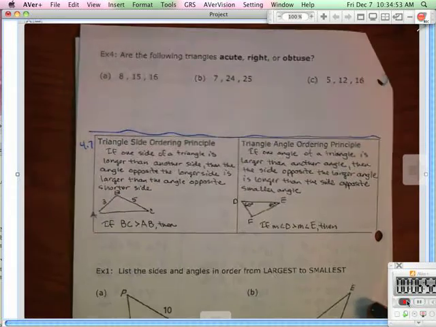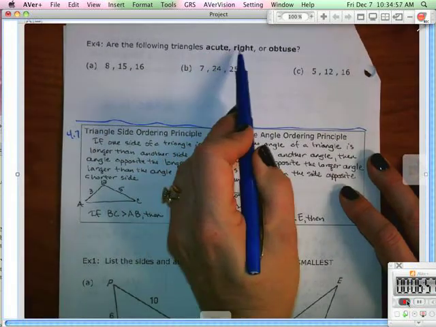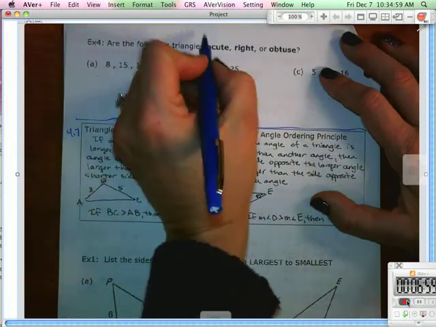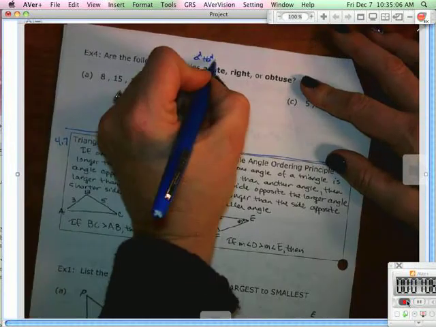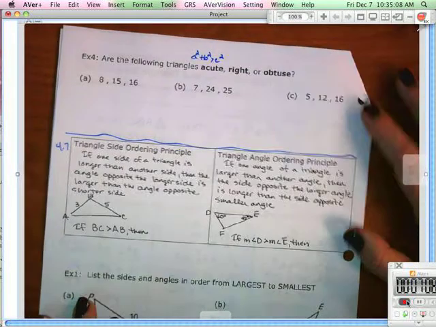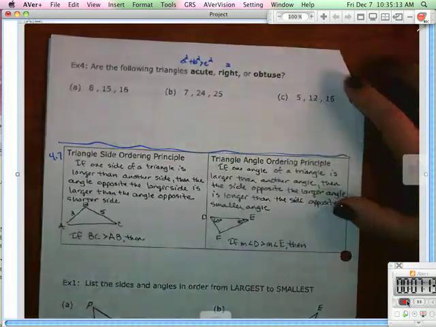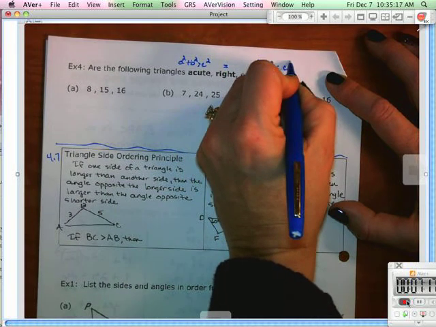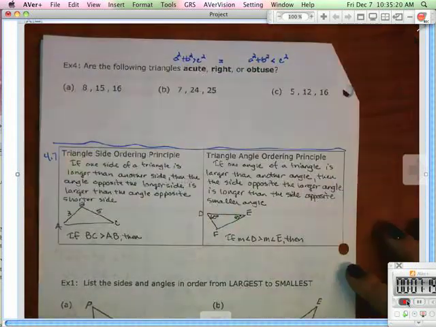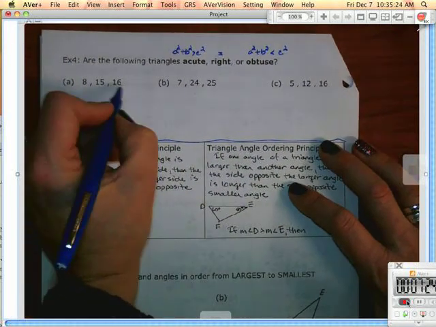Okay, so let's practice this, and we got to decide whether these triangles are acute, right, or obtuse. If they're acute, a squared plus b squared is going to be what? I have to look, I don't remember. Greater than c squared. If they're right, it's going to be equal. If it's obtuse, it's going to be less than. Okay, so let's plug in and try. Which one has to be C?